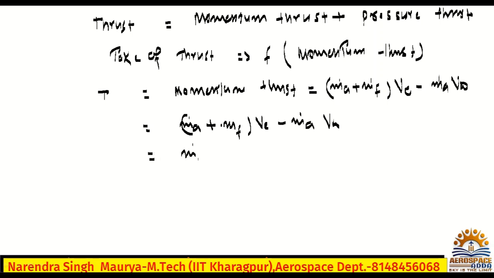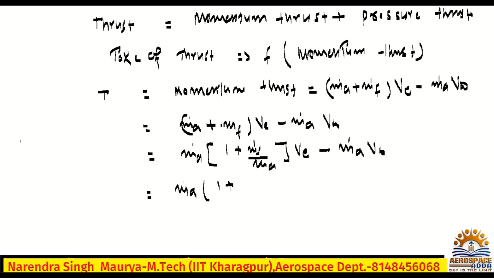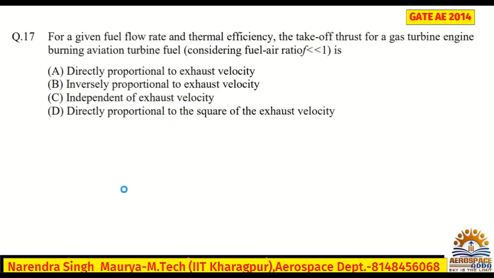What you can do here is take m dot a common. So here you will get 1 plus m dot f divided by m dot a, times v exit, minus v infinite. You can write m dot a, and here 1 plus m dot f by m dot a. What is m dot f by m dot a? This is the fuel air ratio, f by a, which is denoted by small a. Yes or no? So it is small a, ve minus v infinite, the whole bracket. Now this is the thrust. All right, now we'll check.